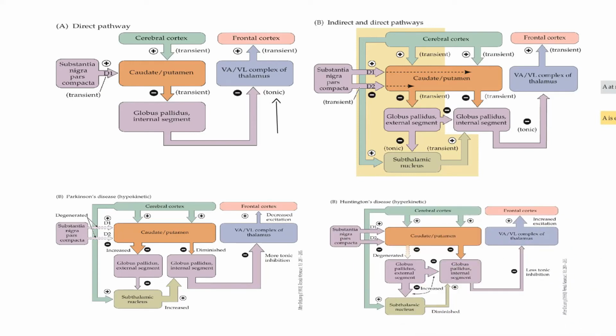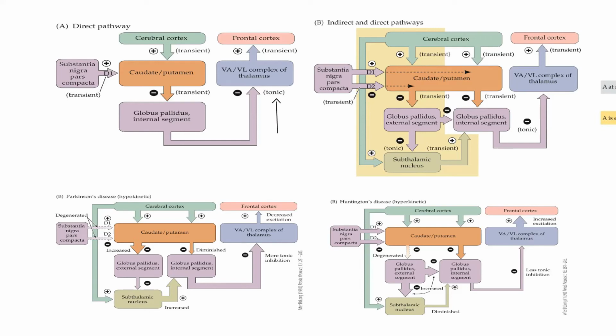Huntington's disease is a form of hyperkinesis, or rapid, uncontrolled movement. In this disease, the cause lies in the degeneration of the caudate. The substantia nigra pars compacta sends its output to the caudate, but the caudate no longer works, so the output from the caudate is decreased. This output is inhibitory to the globus pallidus externa.